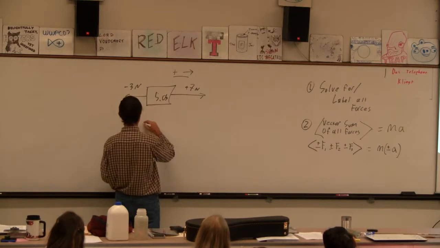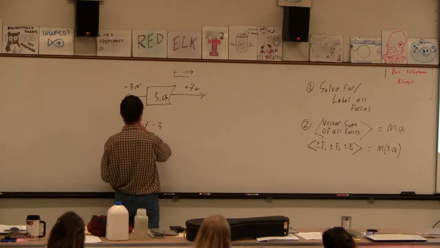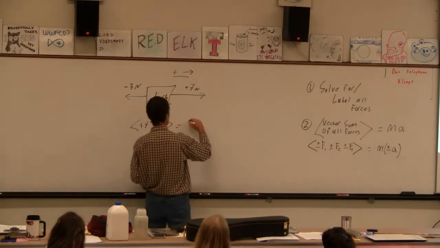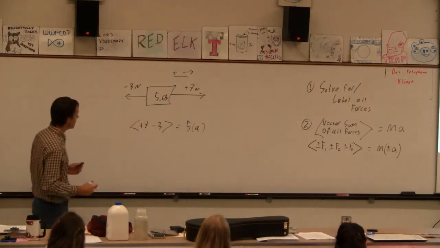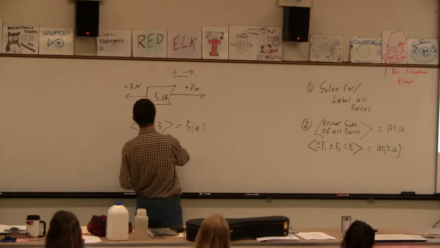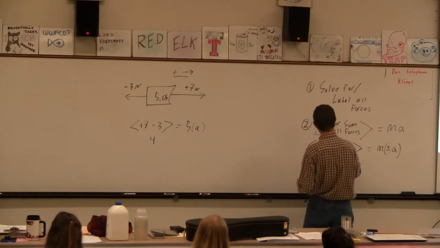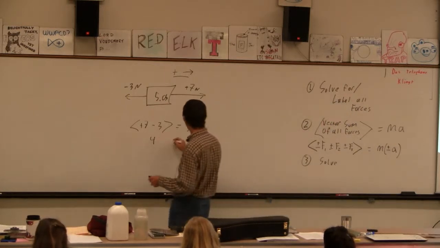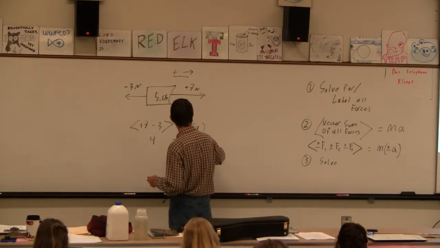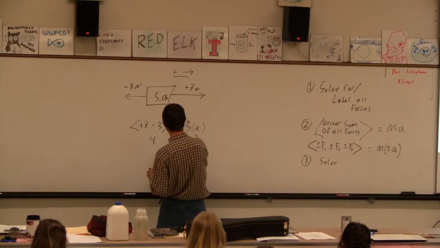Right? The vector sum of all forces is positive 7 minus 3 equals 5 times a. And then we get 4. And then, the last step is do math. I forgot to say that. Solve. Right? Okay, so now we have 4 equals 5 times a. And then a equals 0.8.